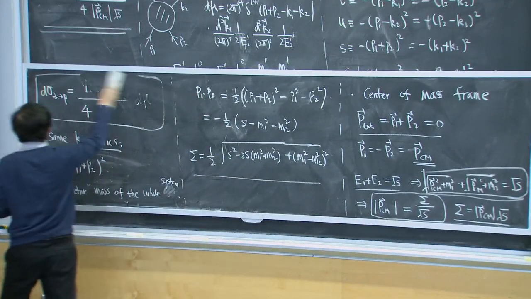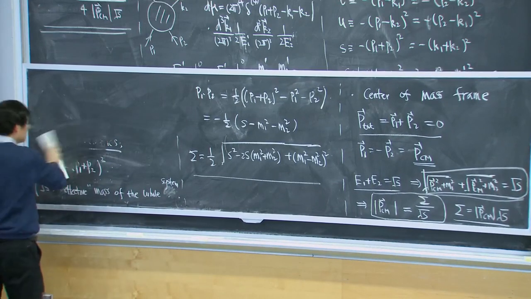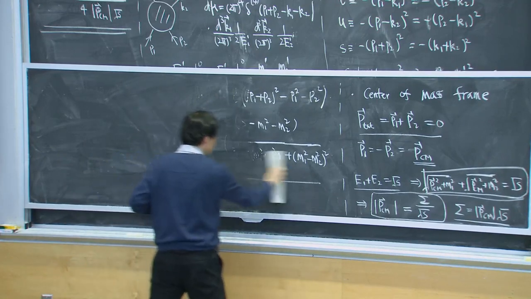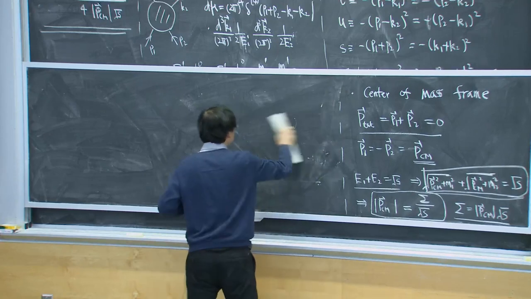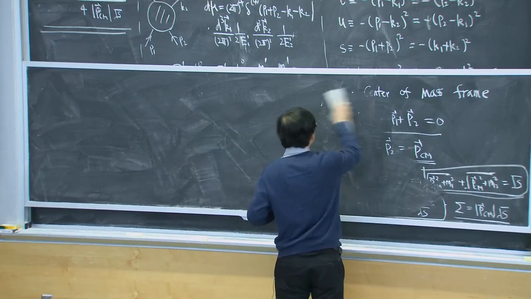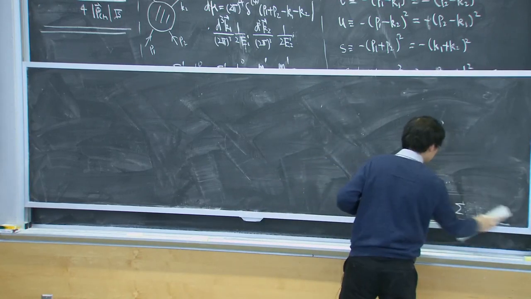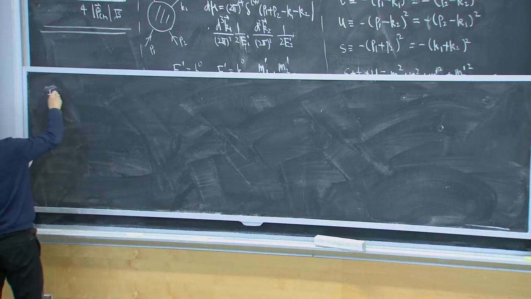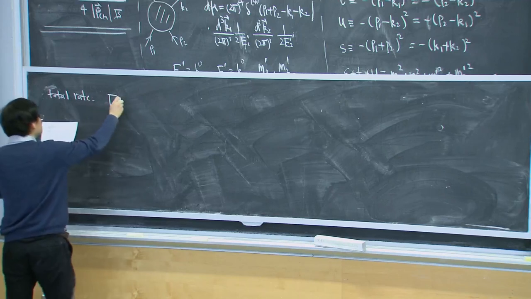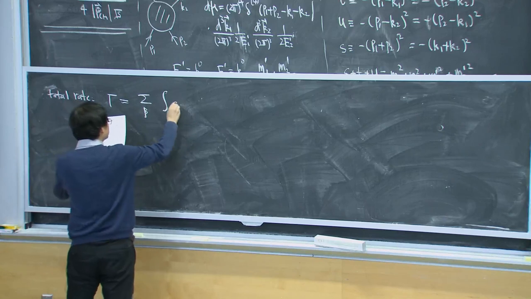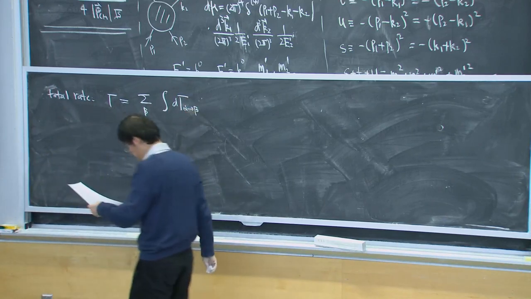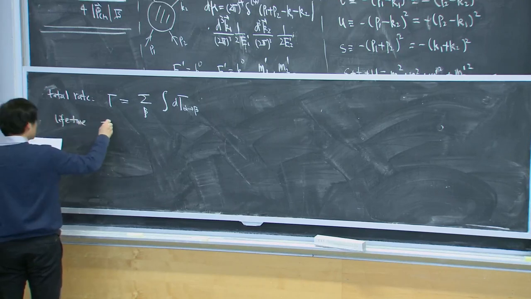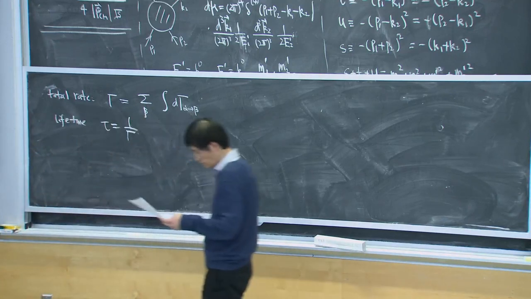So the total decay rate gamma is obtained by summing over all possible choices of beta, and then integrating over all momentum. And the lifetime of the particle, tau, is just equal to 1 over gamma.